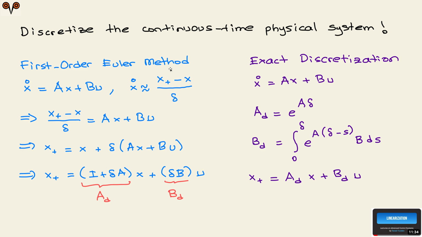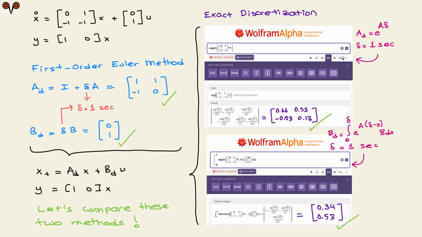I would say if your system is highly nonlinear, which is not the topic of this part of the series, I wouldn't go with the first order Euler method. More advanced discretization methods for nonlinear systems, like Runge-Kutta type, will give you more accurate discretizations. Anyway, as I said, let's compare an approximation-based method, which is the first order Euler method, since it is popular, with the exact discretization.